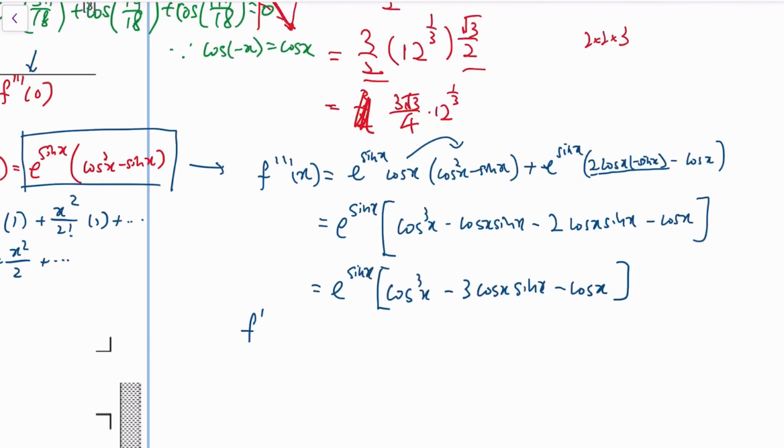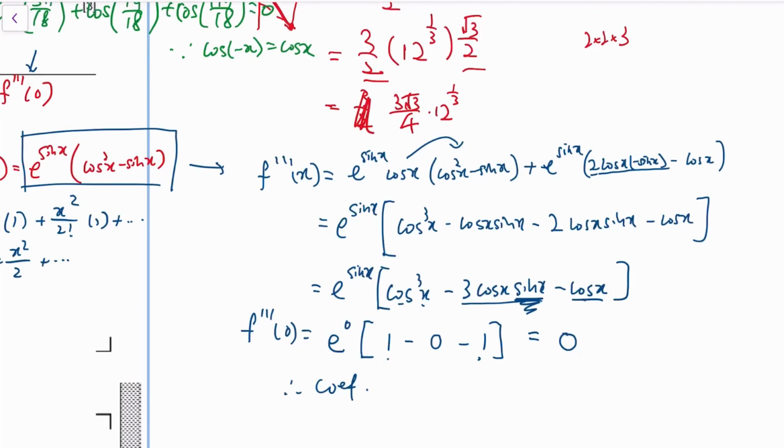And so f triple prime 0 would be e to the power of sine 0, which is e to the 0. Cosine 0 is 1, 1 cubed is 1, minus 3 times this. But remember sine 0 is 0, so that's 0, minus cosine 0 which is 1. So the 1 and 1 cancel out, so we get 0. And therefore, the coefficient of x cubed is 0.